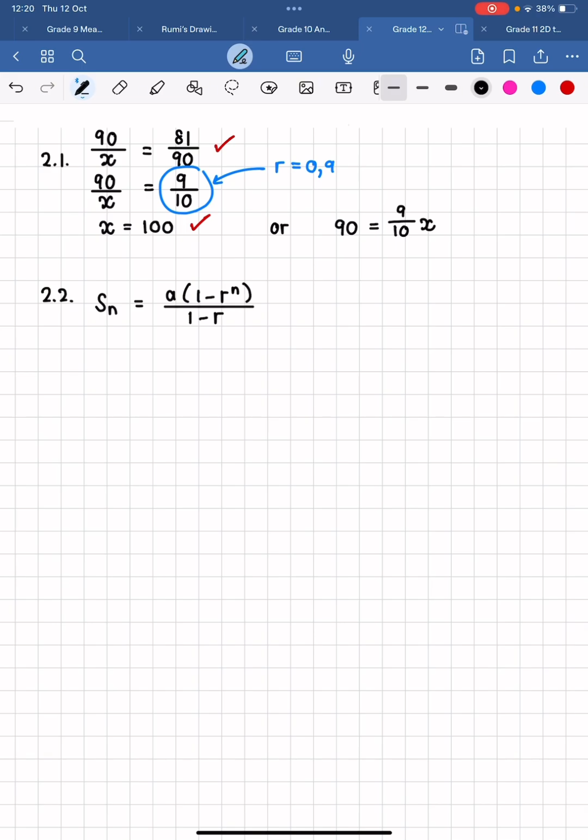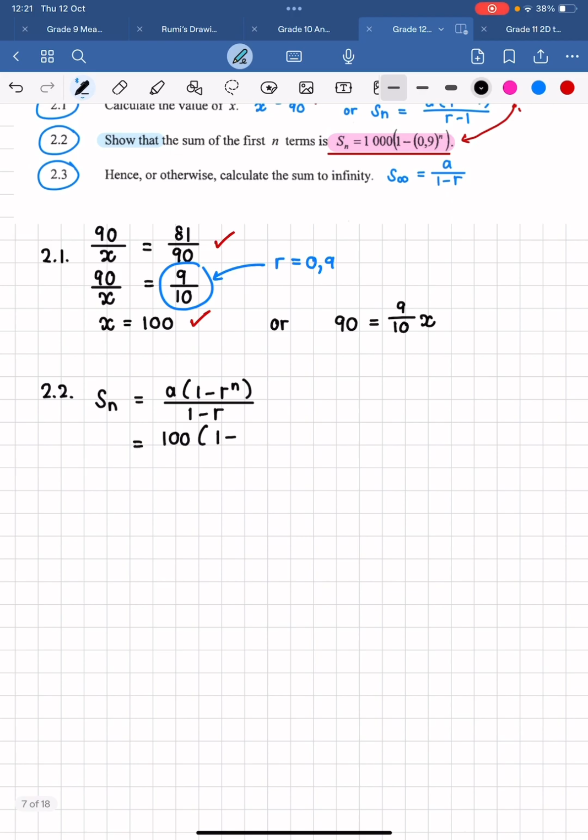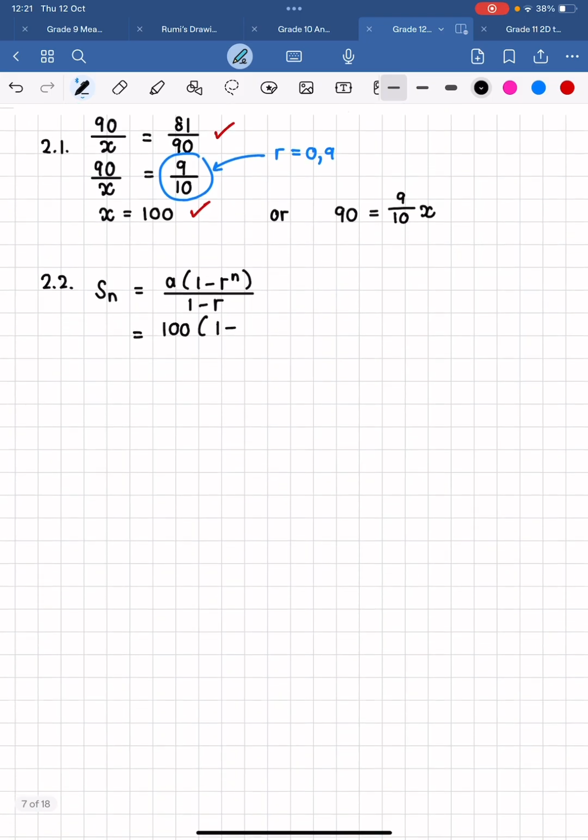And now we're going to sub everything in. A is the first term, which we calculated, right? It's x, so that is 100. Bracket 1 minus. Now, the ratio you can write as 9 over 10, but since they are using 0,9 in the formula, let's do what they did as well. Okay, so let's also write our ratio as 0,9. And I'm just using the same brackets that they used as well, but you don't have to. You can use square brackets if you wanted to.